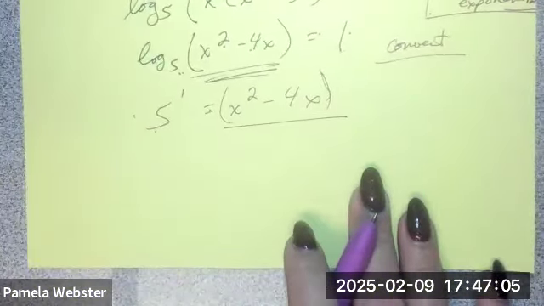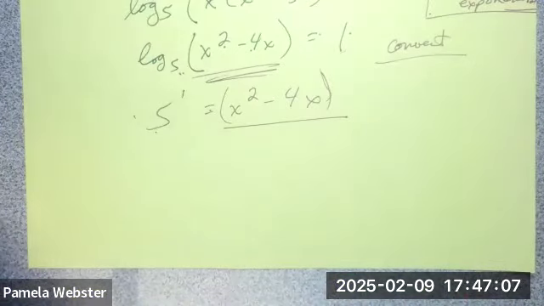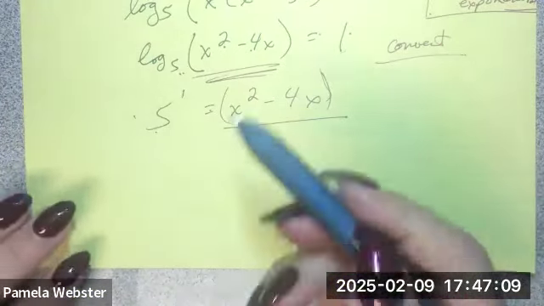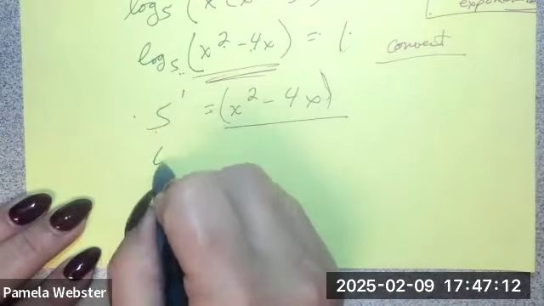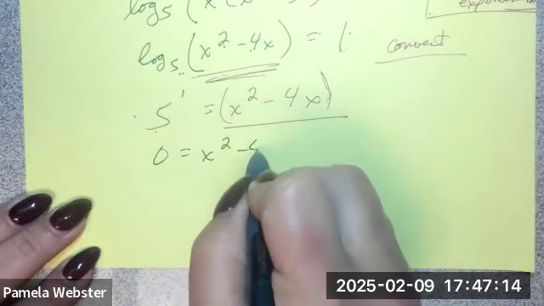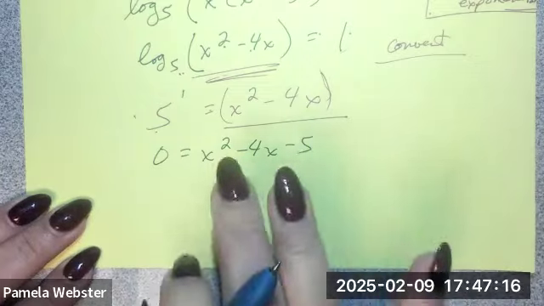Okay, so here we are. That's looking good. I like it. I can solve this guy. Let's move the 5 over. 0 equals x squared minus 4x minus 5.